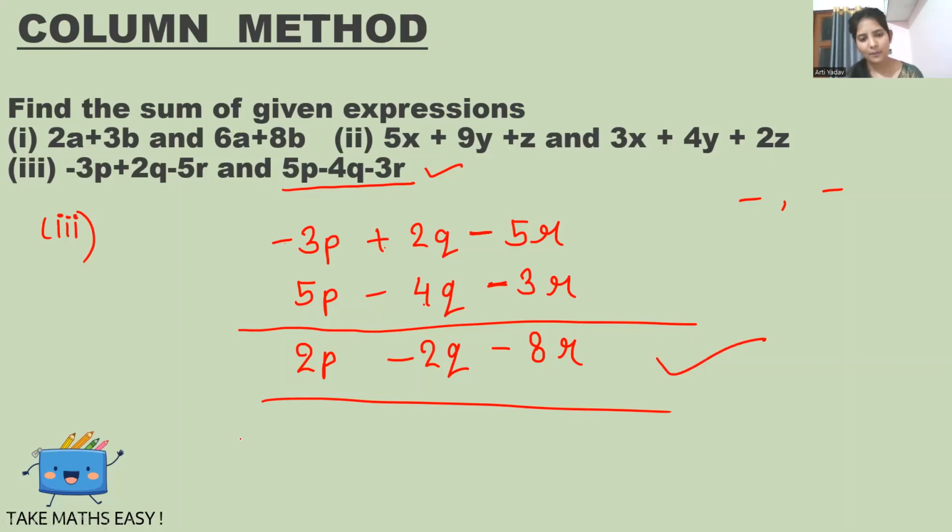So this is the column method. In this way you can solve. In the same way you can solve any question. If there are 4 terms, 5 terms or more than that, you can easily solve it. Similarly, you have to keep going in this same way. And remember the integers rule.